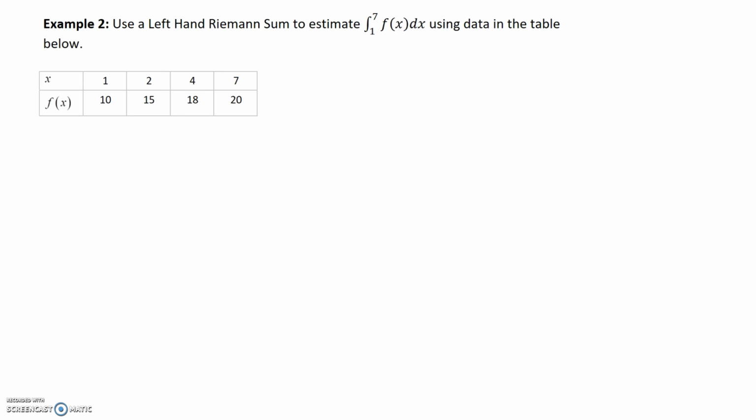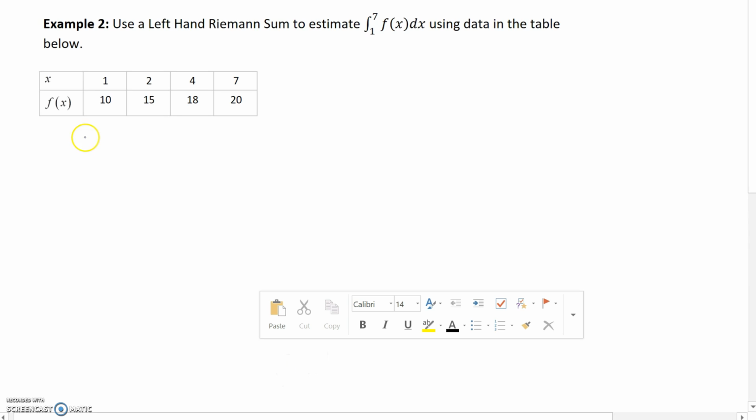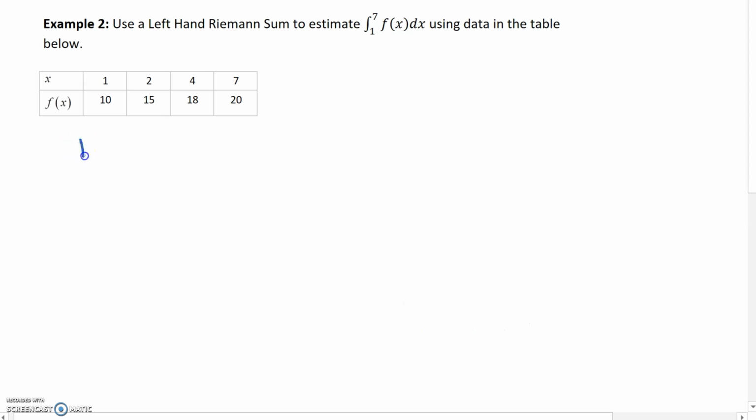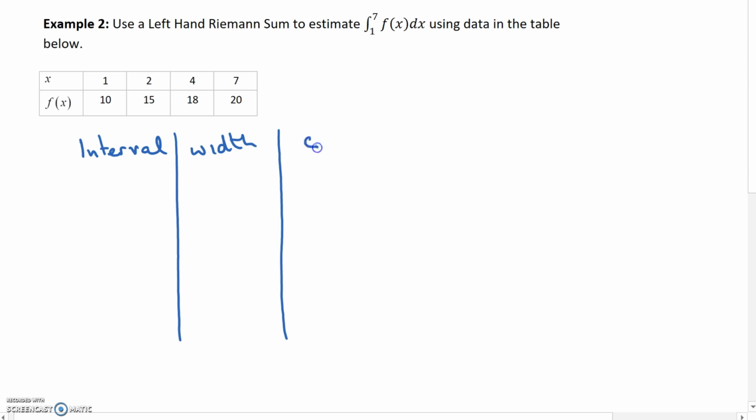So what we're going to do, we're going to draw a table very like what we did with the trapezoids, but the table is slightly different. We're going to start off with a column interval and width. So the first two columns are exactly the same as before. Now we're going to have a C here, and in the notes I use C asterisks, but what we do in practice is I like to indicate LH because this is a left-hand Riemann sum. So this is going to change depending on whether it's a left-hand, right-hand, or midpoint Riemann sum.